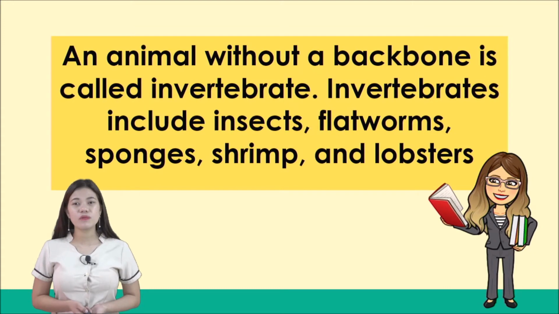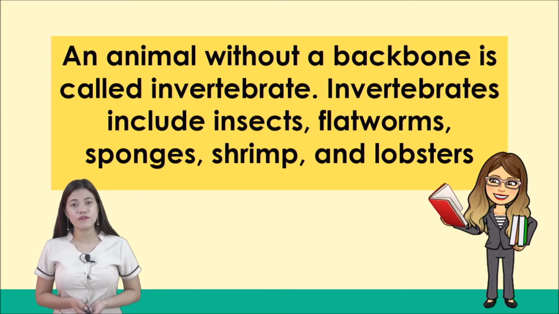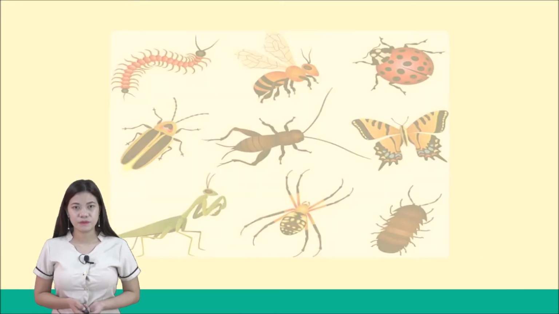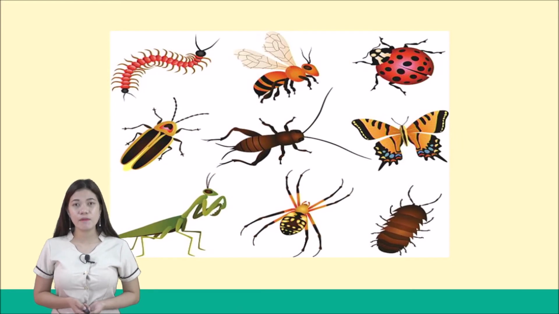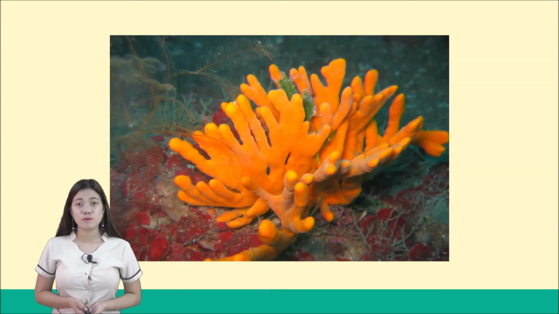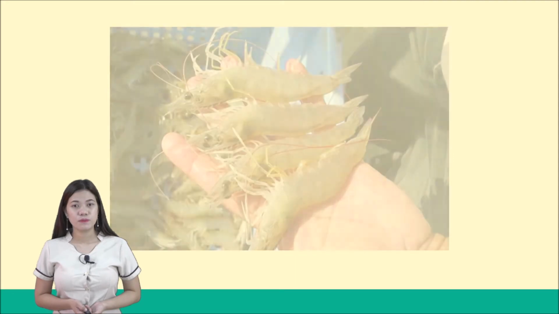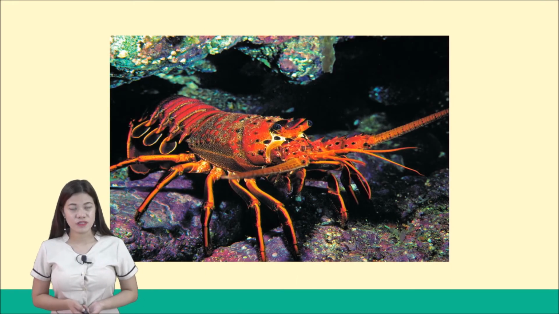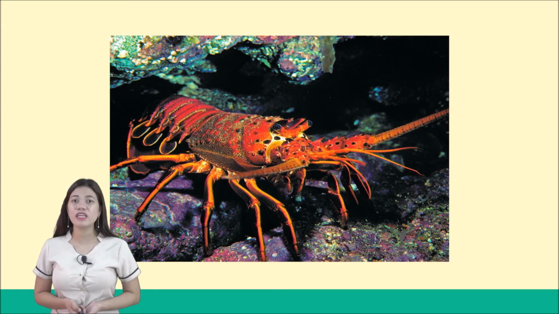An animal without a backbone is called invertebrate. Invertebrates include insects, flatworms, sponges, shrimp, and lobsters. So these are examples of insects. Flatworm, sponge, shrimp, and lobsters. So these animals are invertebrates.